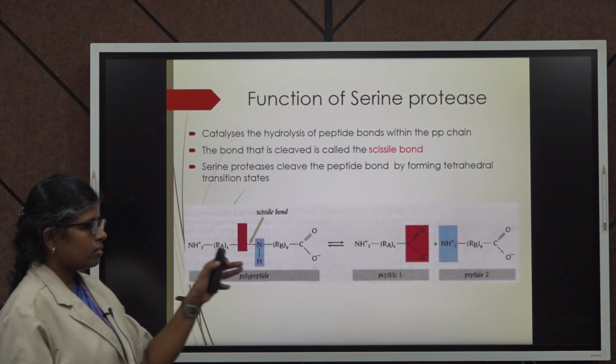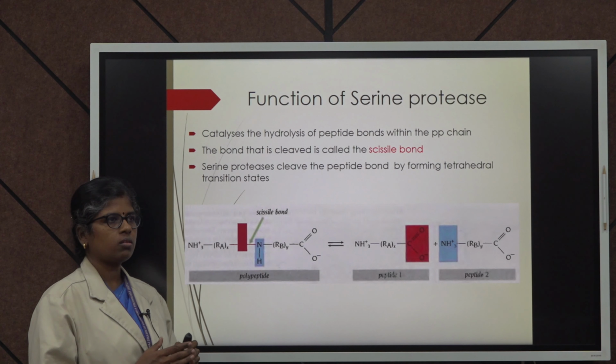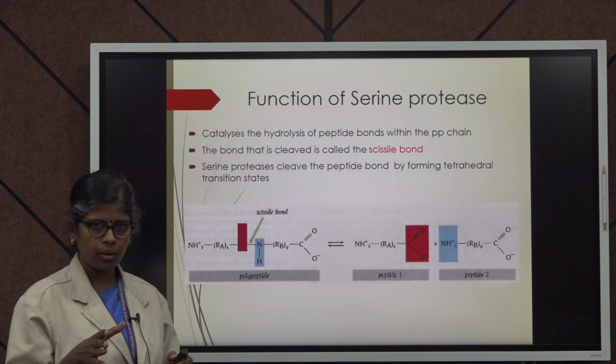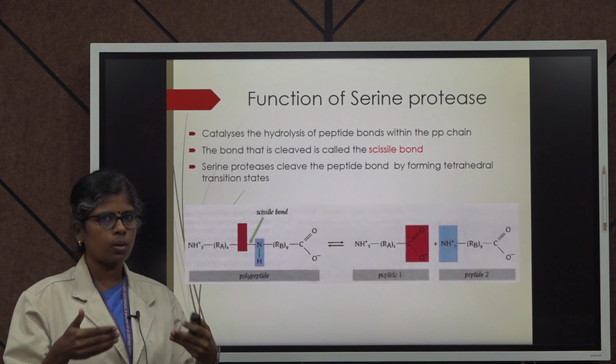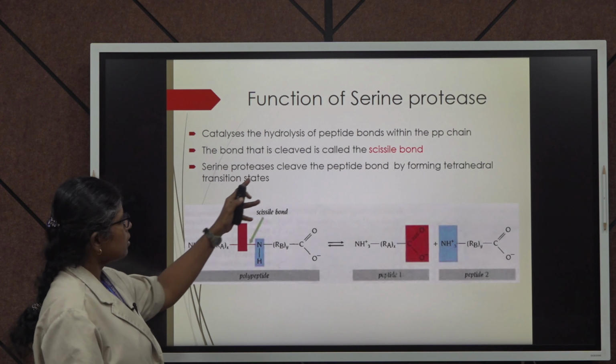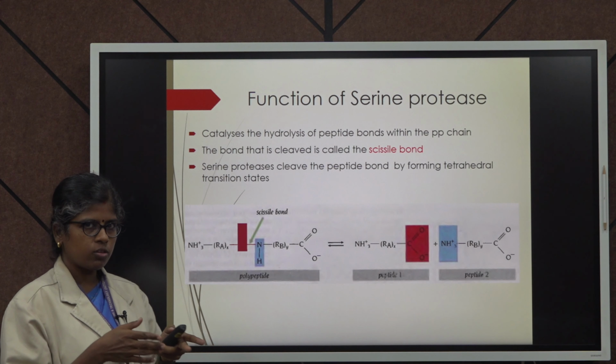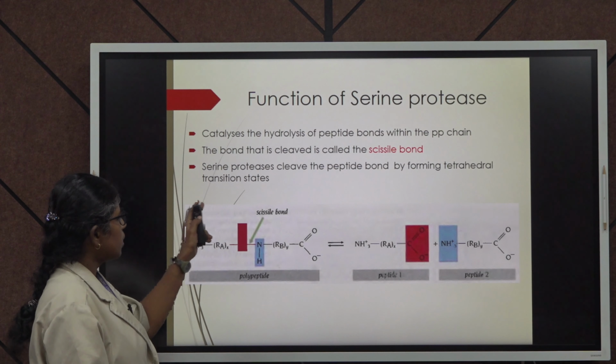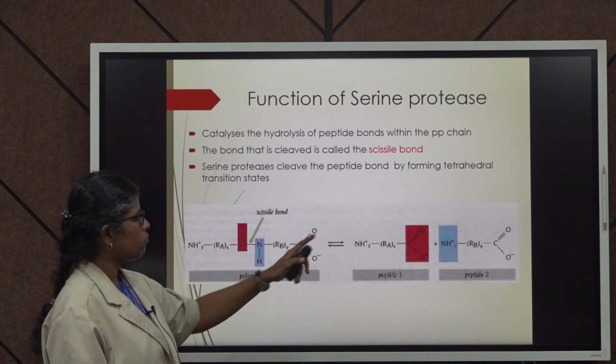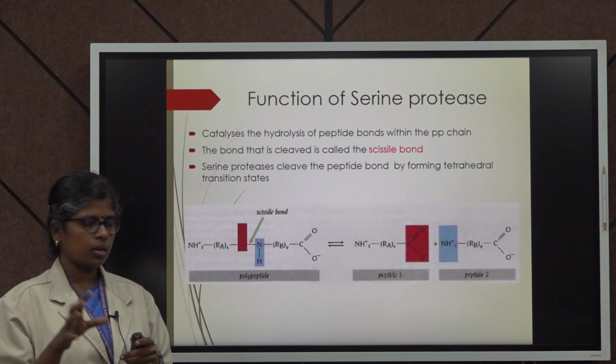Going specifically into the function of serine proteases, as I told you, they cleave a peptide bond that is formed between two amino acids. So it catalyzes the hydrolysis of peptide bonds within the polypeptide chain. The bond that is cleaved is called a scissile bond. Serine proteases cleave the peptide bond by forming a tetrahedral transition state intermediate.